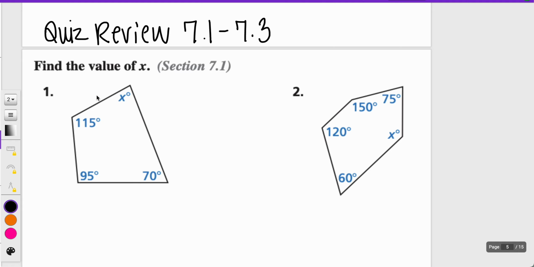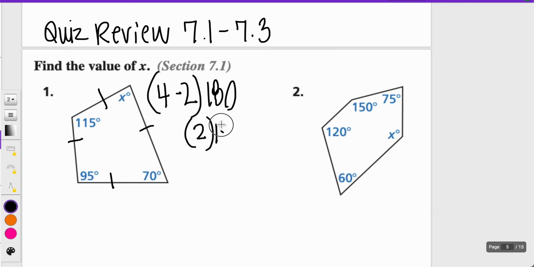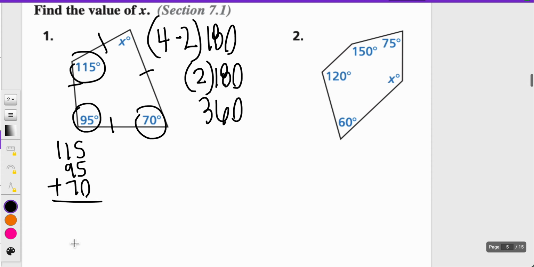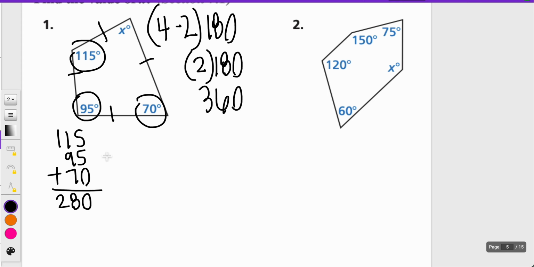The first thing I want to do is find the value of x, and I have a 1, 2, 3, 4-sided figure. So that means to find the value of x, I can take the number of sides minus 2 times 180, or 2 times 180 to get 360 as the total interior measurement. I already have 115 plus 95 and 70, which will give me 280. So then what I have left is to take 280 and subtract it from 360, and I have 80 degrees remaining.